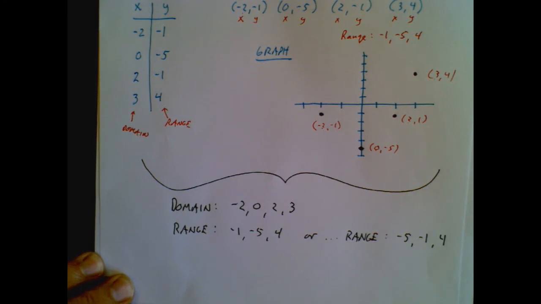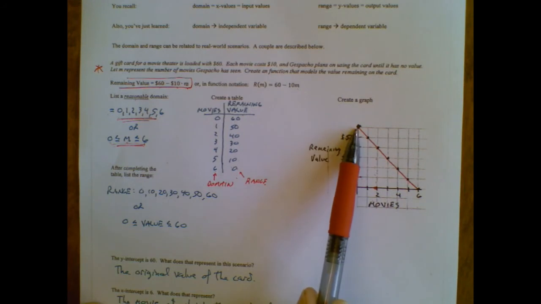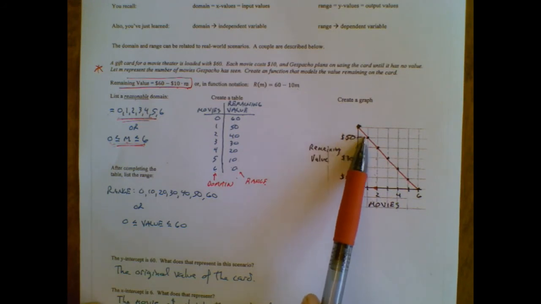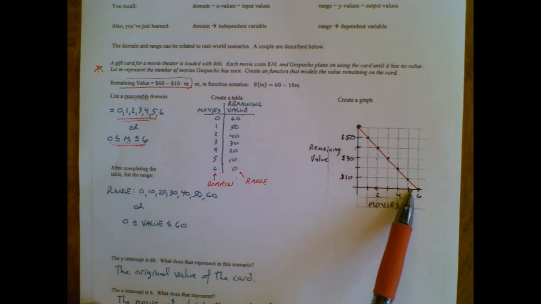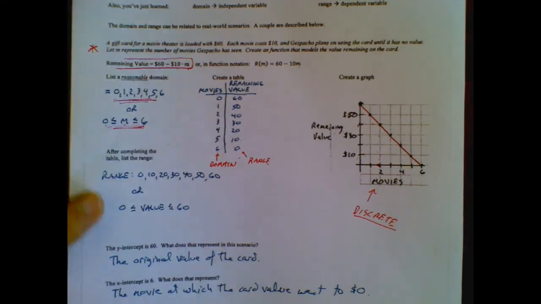All right, let's go back and finish out that scenario that we took a detour from. We were back at the movie card scenario where if I went to 0 movies, there was $60 on the card, and as I went to more movies, the card's value went down to 0. Now, the number of movies, by the way, is going to be a discrete variable because you can't pay for part of a movie.